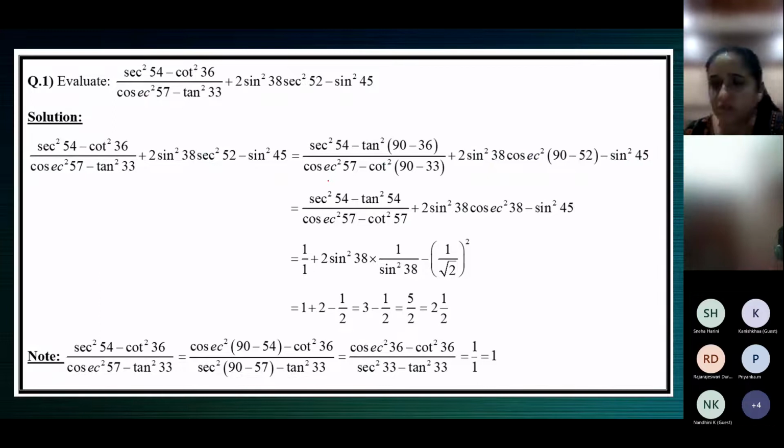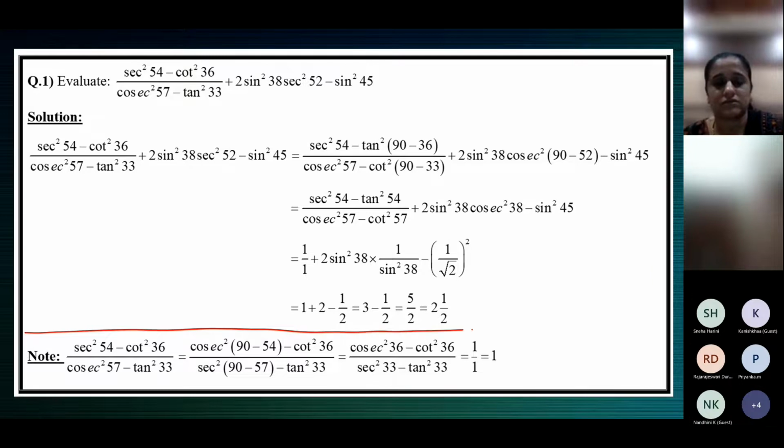Yeah, please write down, children. You should be able to understand as you write. Please write down.